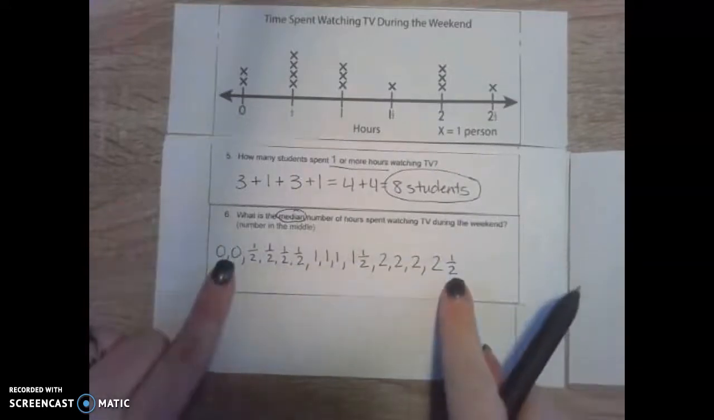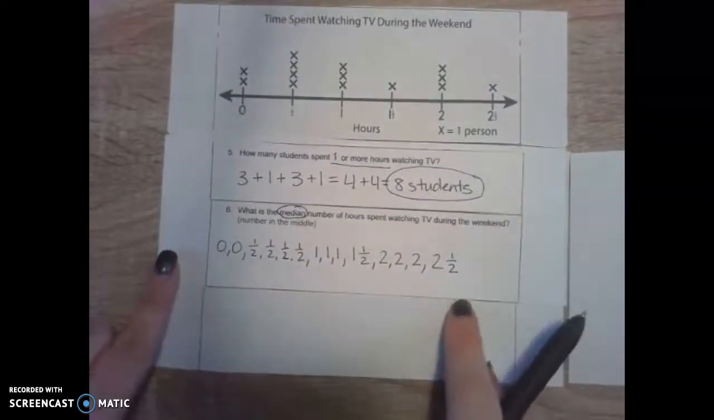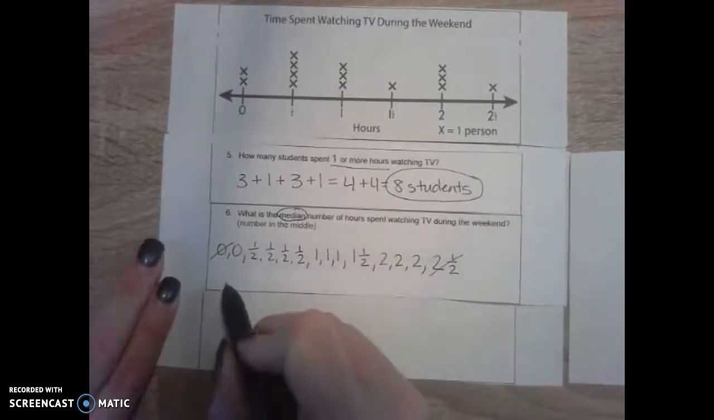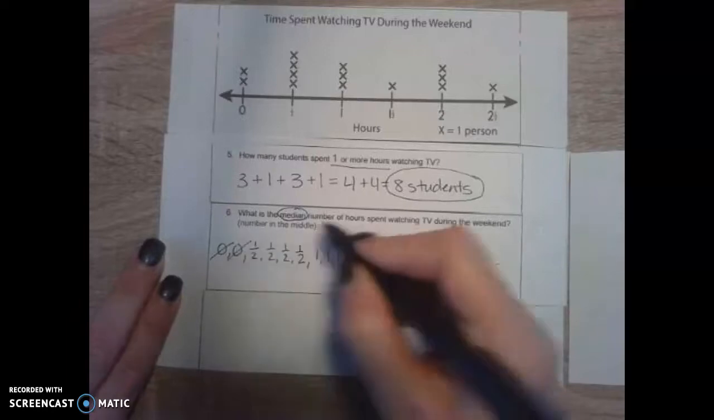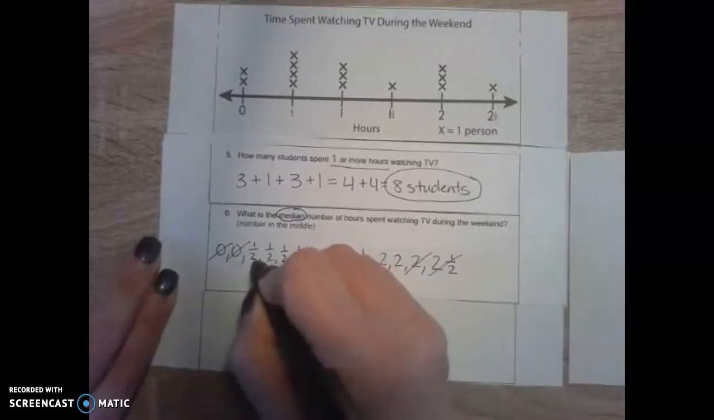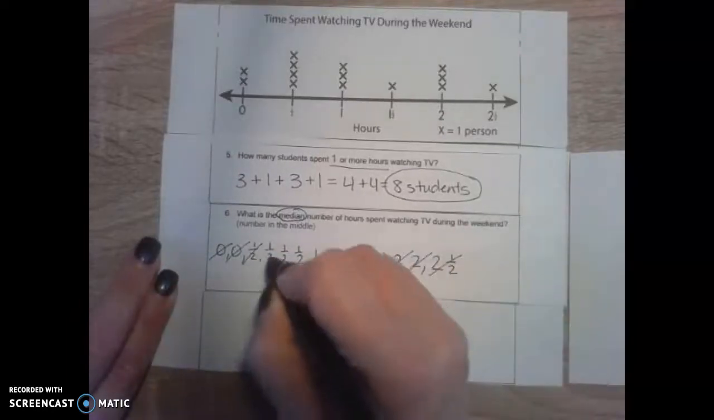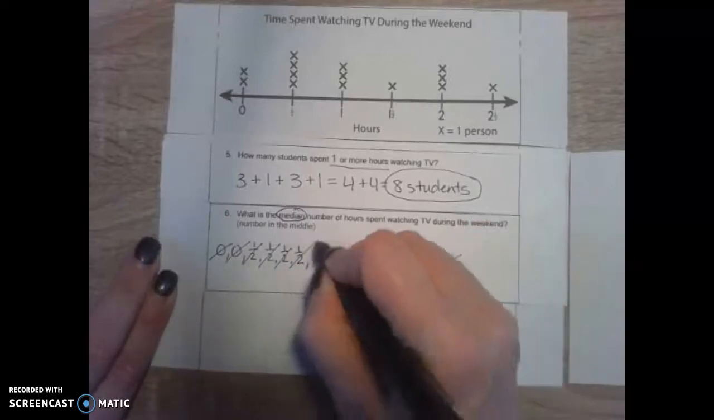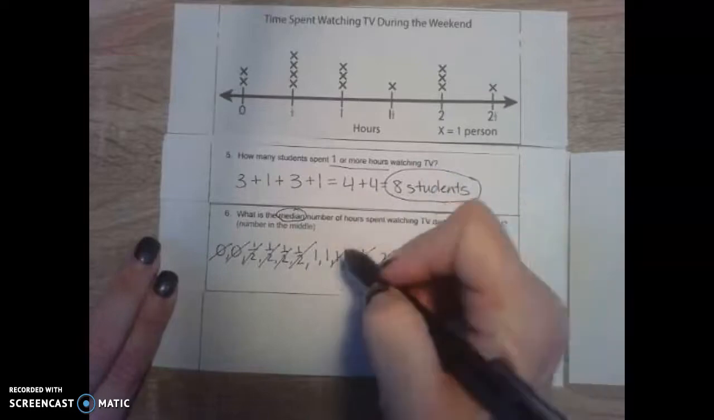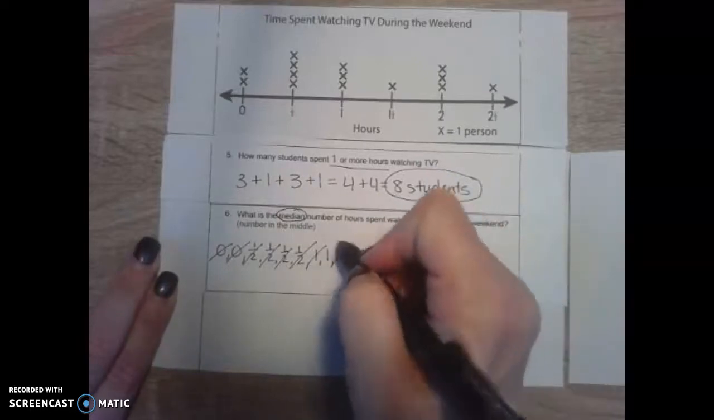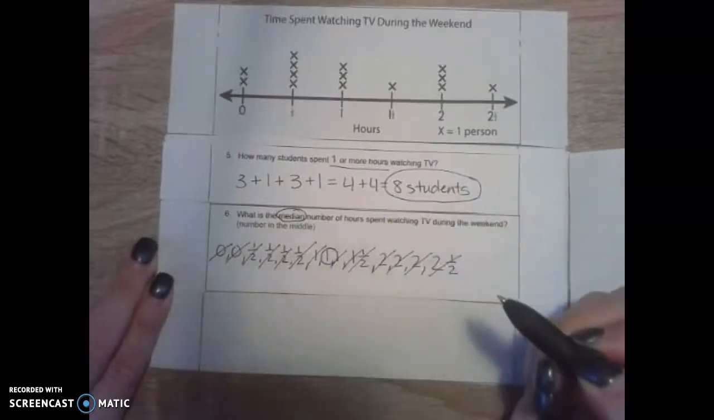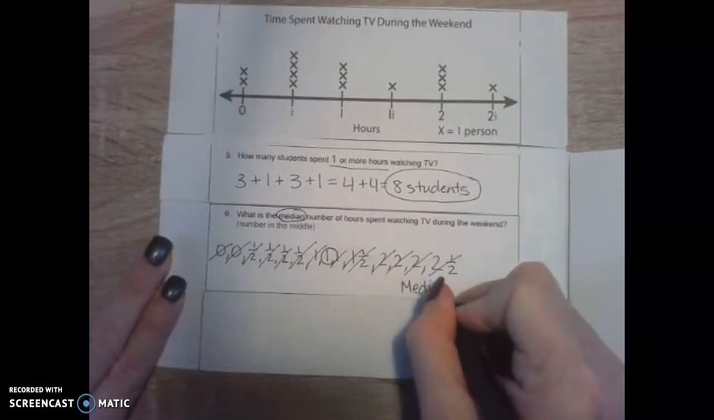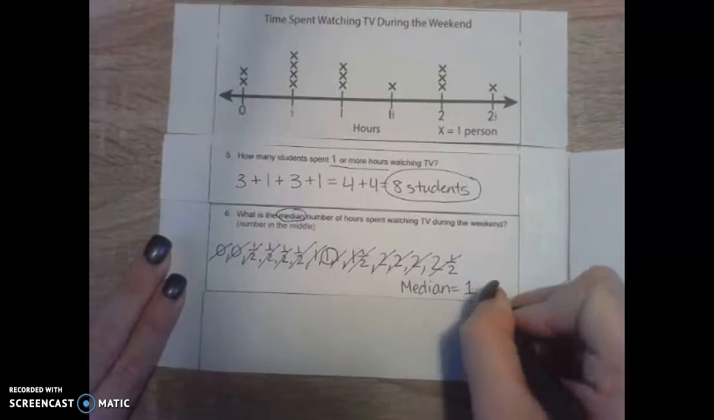And this is the one where you're going to start Xing them out from each side until you get to the number that's actually in the middle. So 1 on this side, 1 on that side. And it looks like my number in the middle, or my median, is actually going to be 1 hour.